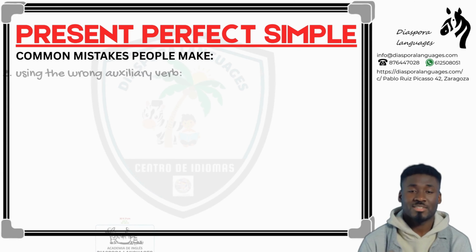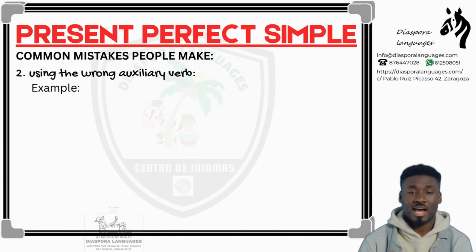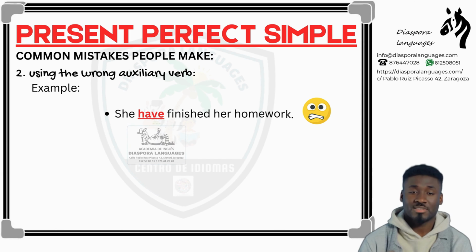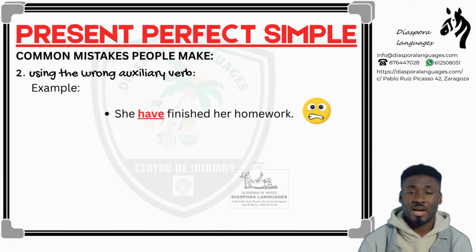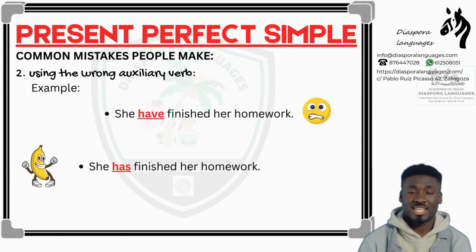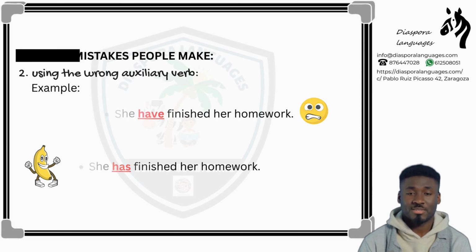Another mistake is using the wrong auxiliary verb. I sometimes hear people say she have finished her homework. That sounds wrong, doesn't it? The correct sentence is she has finished her homework because we use has with he, she, and it. If you avoid these mistakes, your English will sound much more natural.